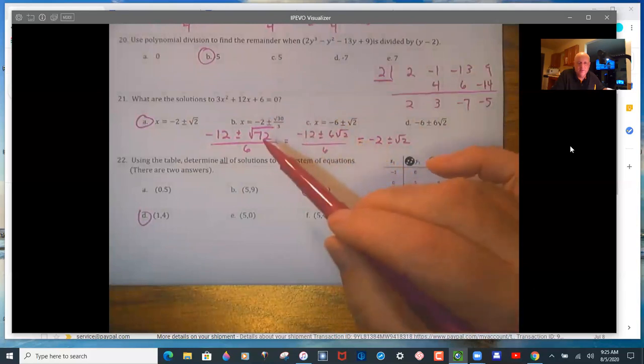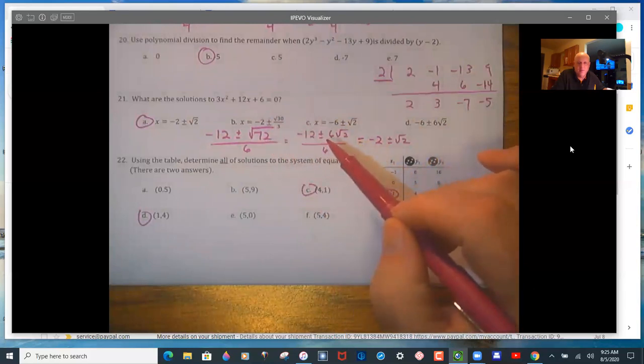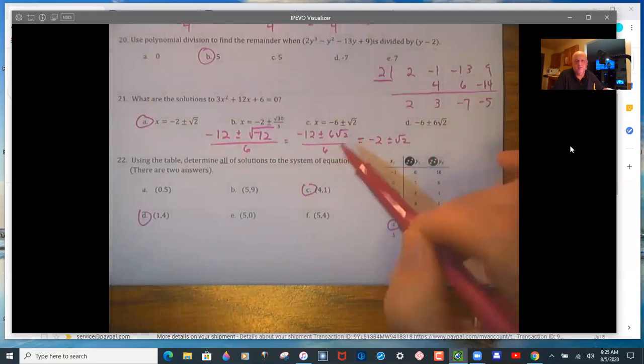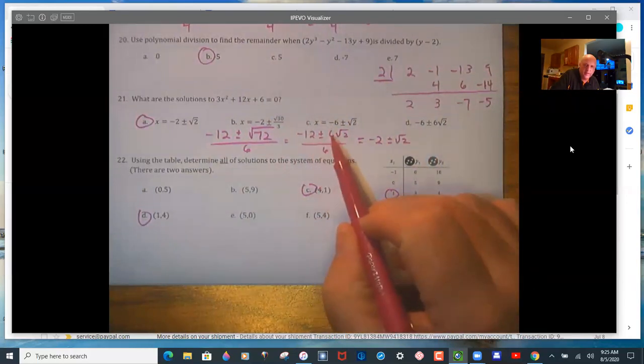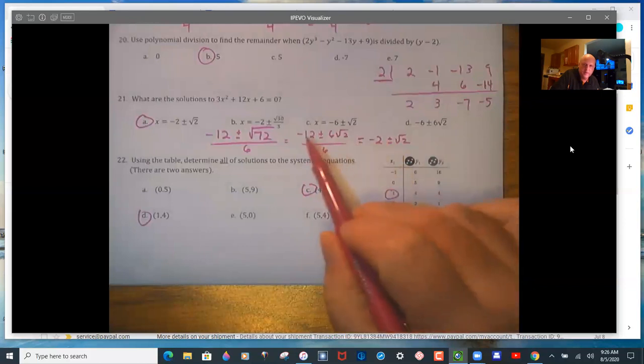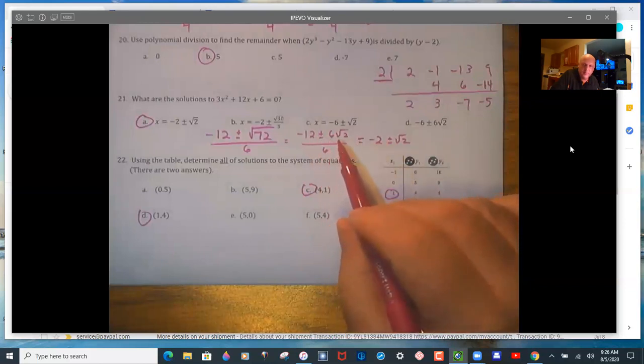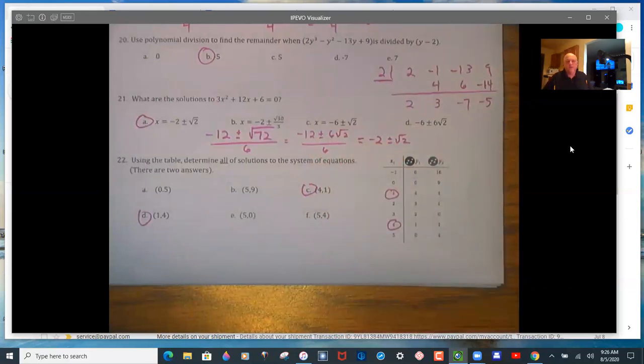So 36 is the largest perfect square that goes in. So square root of 36 times square root of 2. So 6 times the square root of 2. Then you have to divide 6 through all of that. You have to divide this by 6, this by 6, this by 6. And so it gives you negative 2 plus and minus the square root of 2. And there's a 1 on the bottom, which we don't include.